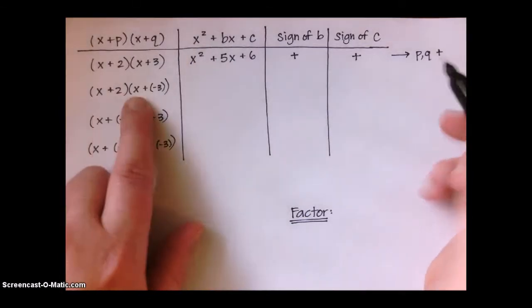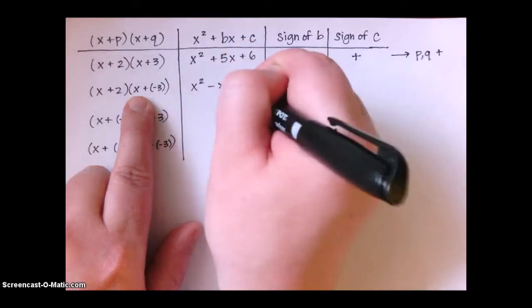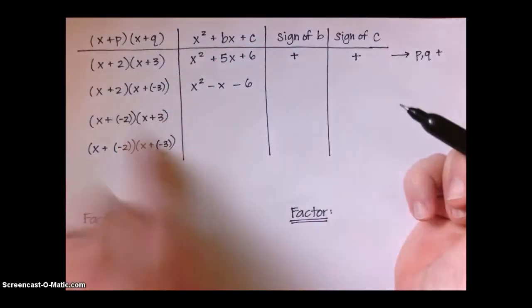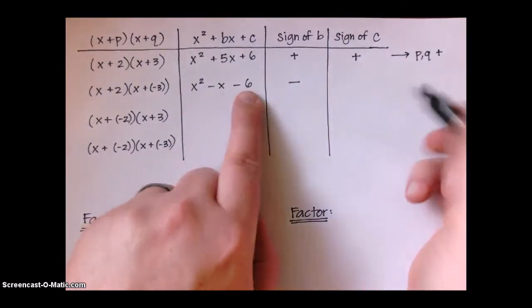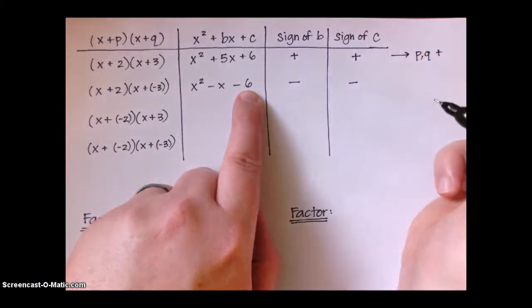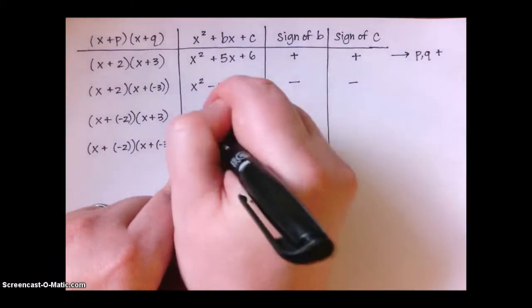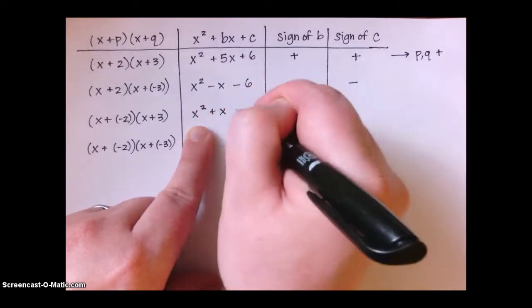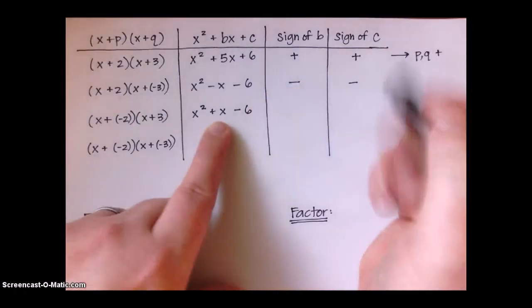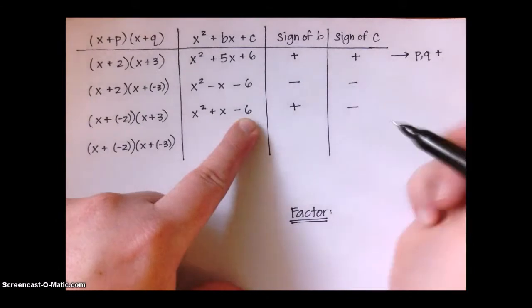If I worked out the second one, I would have x squared minus x minus 6. So in this case, the b is negative. It's a negative 1. And the c is also a negative. All right? I'm going to look at the third one as well. All right, if I work this out, I'm going to get x squared plus x minus 6. And this time the b is a positive. It's positive 1, and the c is a negative.